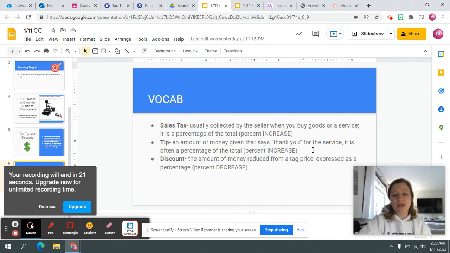So you might tip 20%. So take $100, 20% would be $20. So I would in total pay $120. Whereas a discount, which we've talked about before, is a decrease. So that's the amount of money reduced. So if it's a 20% decrease, I would take off $20.